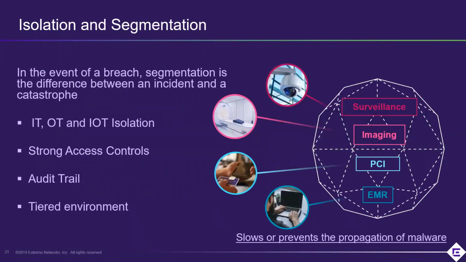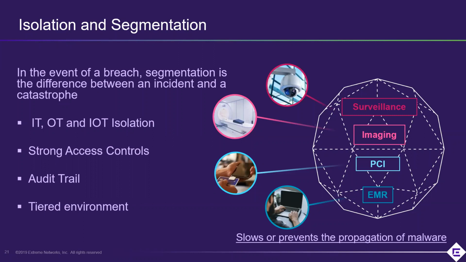Isolation and segmentation between IoT, OT, and IT. Very, very key. Strong access controls into and out of these isolated environments. Audit trails, because now you have the ability to track your assets according to their domains of interest. Tiered environments, both within and between. That is key, because this slows or even can prevent the propagation of malware, particularly if you have an IoT segment that is isolated. There is no way for it to propagate out of the IoT domain.